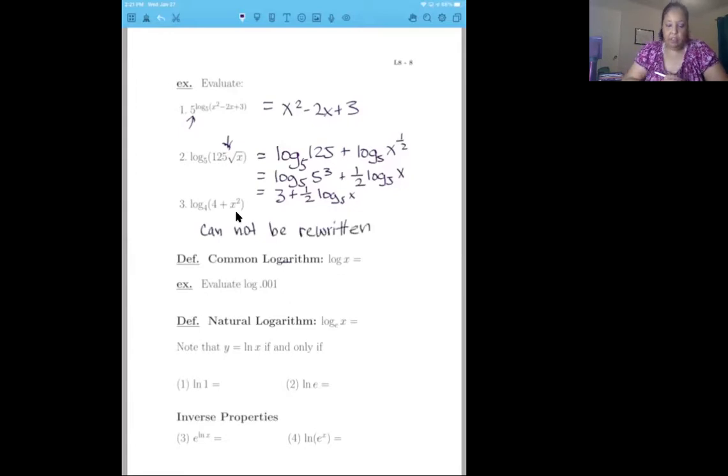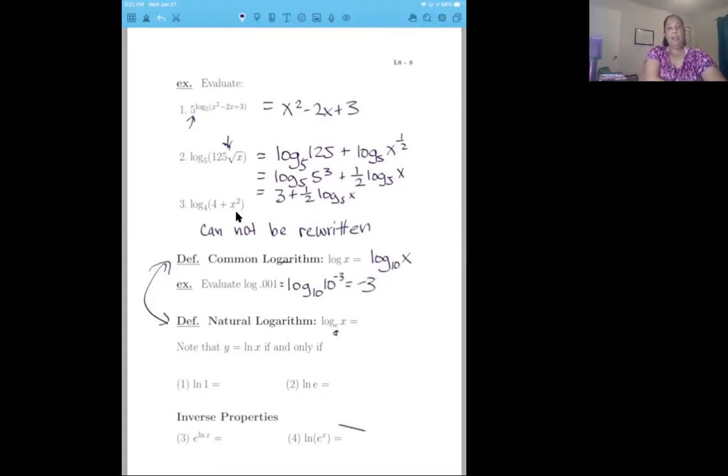All right, we mentioned this before, but let's talk about two special kinds of logs. The common logarithm is log base 10 of x. So if you see a logarithm and there is not a base there, it's just understood that it is 10. All right, so if I had log of 0.001, well, this is log base 10, and 0.001 is 10 to the negative 3. So negative 3.